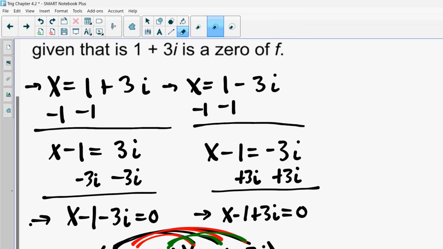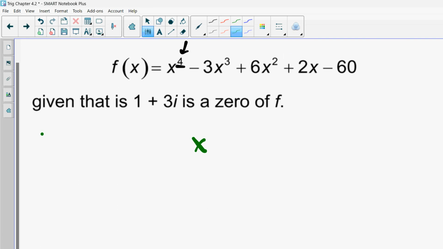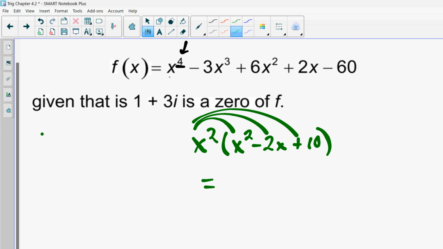Interestingly enough, I wrote all this down, and then I'm going to immediately erase all of it to provide myself a little room to work. We'll do x squared times x squared minus 2x plus 10, and when we distribute this out, x squared times x squared is x to the 4th. X squared times negative 2x is negative 2x cubed, and x squared times 10 is plus 10x squared.